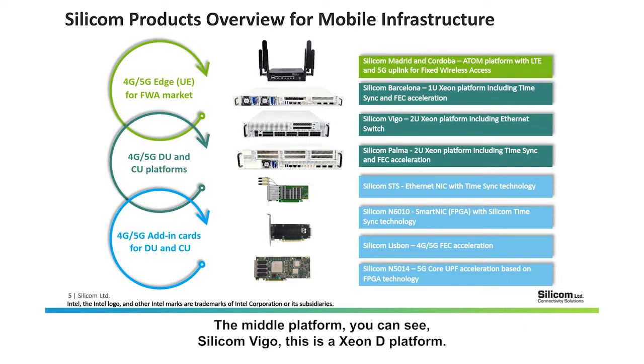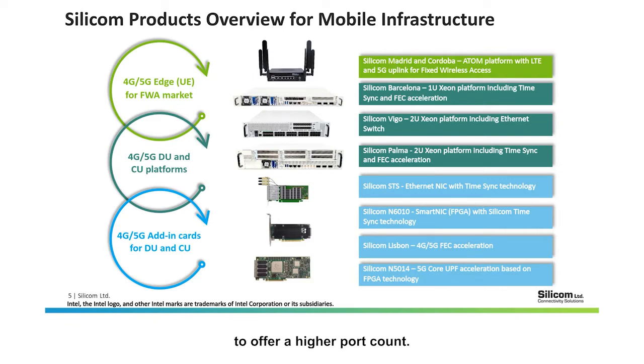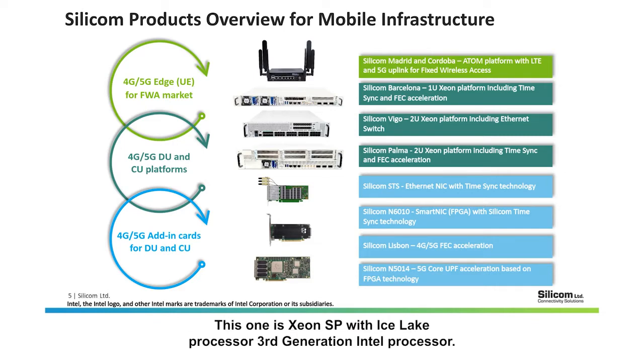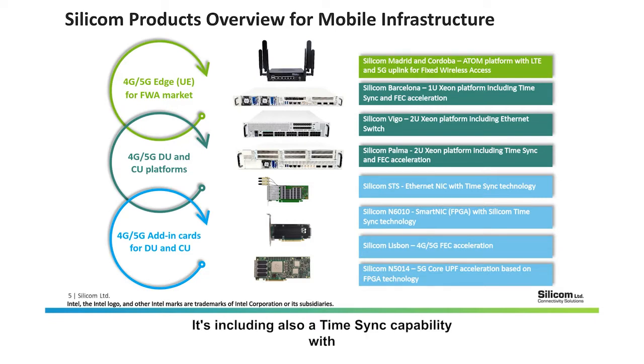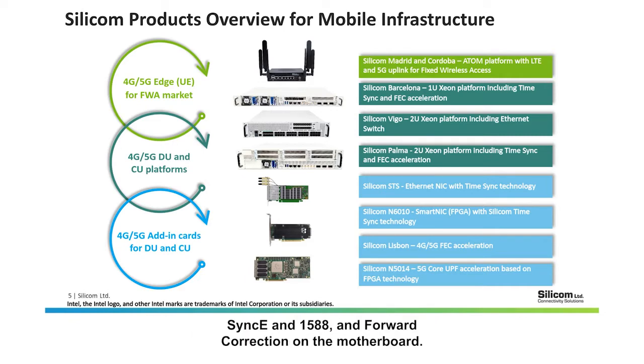This is a Xeon D platform. Again, with two slots, we have integration with the Broadcom switch to offer a higher port count. The Silicom Palma is a 2U platform, similar to the Silicom Barcelona. This one is Xeon SP with Ice Lake processor, third generation Intel processor. It's including also a time sync capability with SyncE N1588 and forward correction on the motherboard.